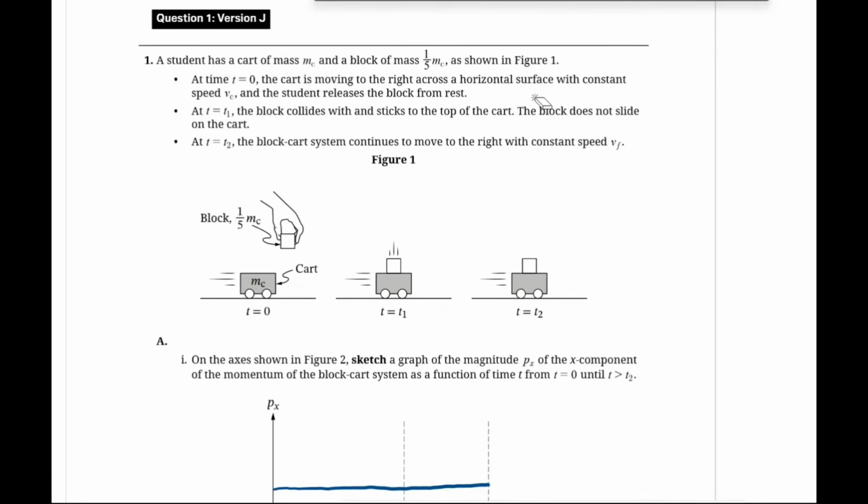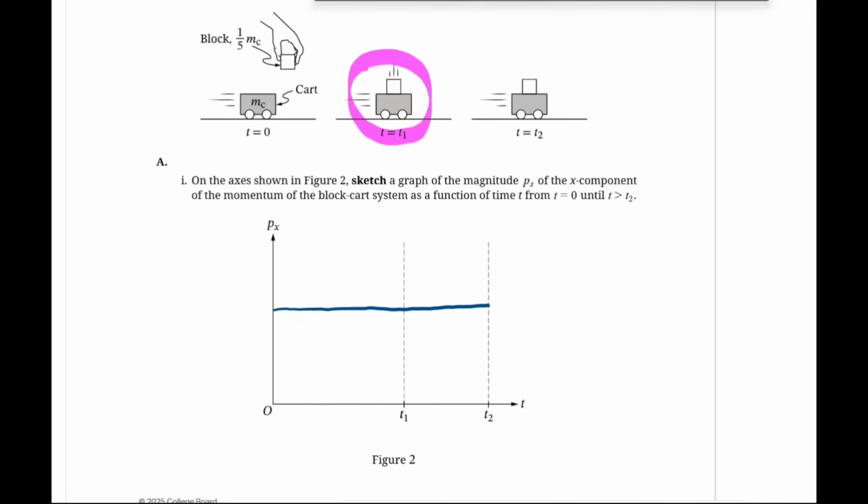At t equals t1, our middle picture over here, the block that has a mass of 1/5 MC is dropped onto it, and it does not slide on the cart. And then the final time at t equals t2, the block cart system continues to move to the right with a constant speed, Vf. So we know it is a block cart system. And if we're moving to part A, it says on the axes shown in figure 2, sketch a graph of the magnitude px of the x component of the momentum of the block cart system as a function of time from t equals 0 until t is greater than t2.